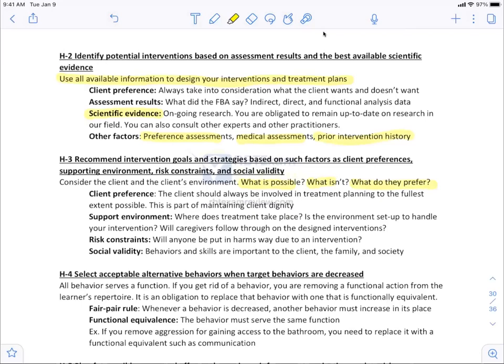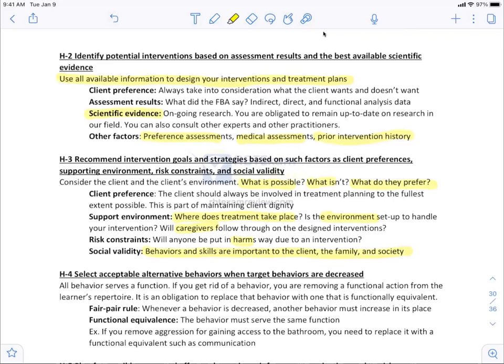What does my supporting environment look like? Where does the treatment take place? Is the environment capable? What about caregivers? Are they going to follow through? Again, what is the client like? What don't they like? Are they involved? They should always be involved, but to what extent? Are we maintaining client dignity? What about risk constraints? Anybody in harm's way? Okay, will we cause harm to anybody? And then obviously social validity. Are behaviors and skills important to the client, the family, and society? Really starting to think like behavior analysts now.